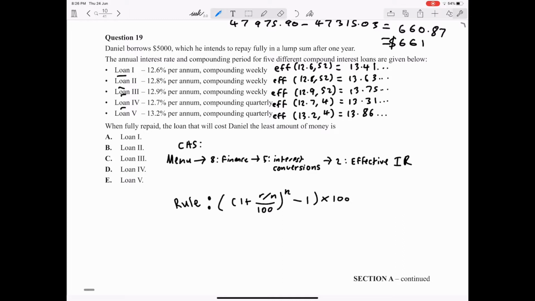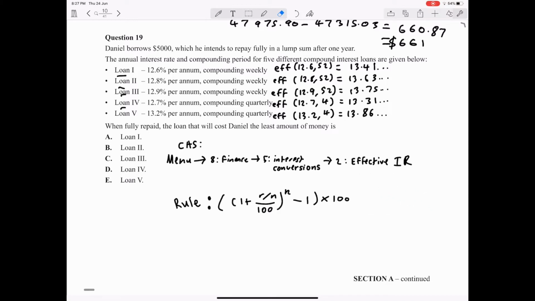If you have a CAS calculator, you go to menu 852 and it'll give you something like that, effective, and you have to type in a set of numbers. So you have to enter the annual interest rate here, and the compounding period over here. So for example, in loan 1, it would be 12.6, which is our annual interest rate. Compounding period is 52, so you'd write it like that with effective at the front, and you hit enter, and that'll give you your effective interest rate.